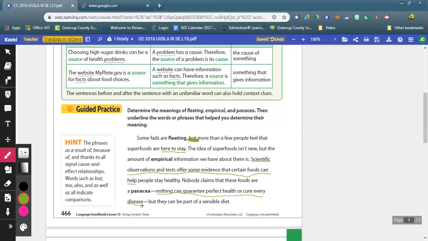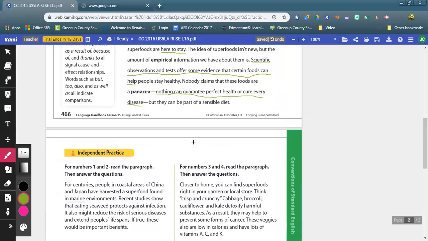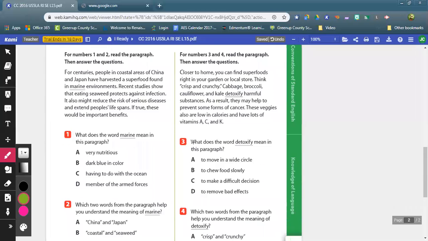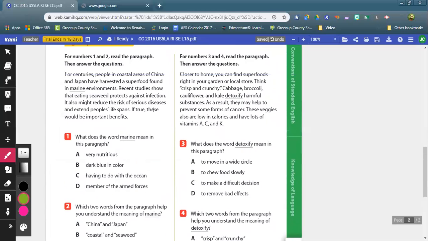All right, so we walked through that together. I want you guys to look at the next page, and you are to read these passages and then answer the questions about what marine means, what clues gave you that, and then in this one you're going to look at the word detoxify and what clues led you to the meaning of that word.